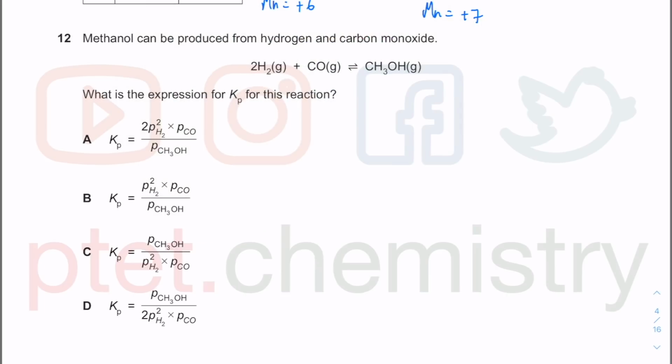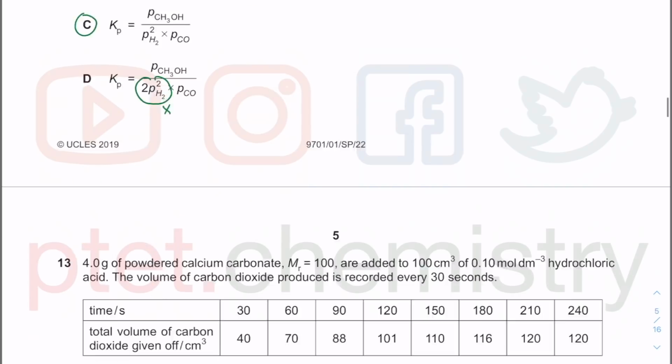Question 12, this is about Kp. In the Kp expression, the power to which you raise the partial pressure is to do with the number in front. This is 2 pH2 squared, that one is definitely wrong already. We know that it's to do with the partial pressure of the product, the stuff on the right hand side. So it's CH3OH to the power of 1, and then divided by the partial pressure of H2 to the power of the mole ratio in the balanced equation. These are the reactants, so the partial pressure appears at the bottom. So C is the only correct answer there.